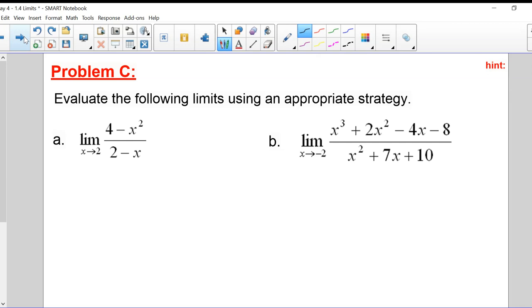So, okay, I'm not going to call anybody. I'm not going to use the wheel right now. Let's just throw it out to the class. Clearly, I can't just put 2 into the function. That would be a problem. This kind of looks like when we were doing this before, where we couldn't just throw the number in, we would have an issue. So any suggestions?